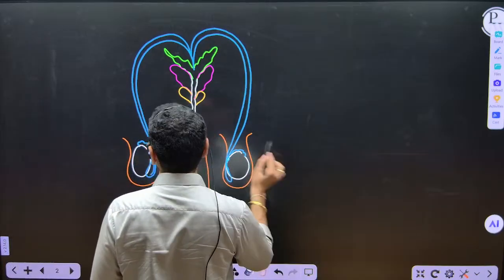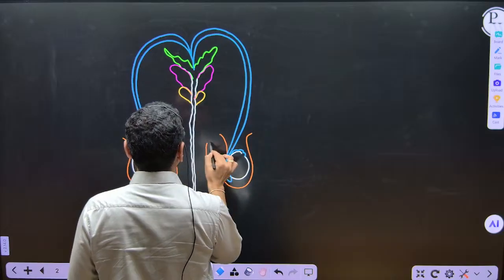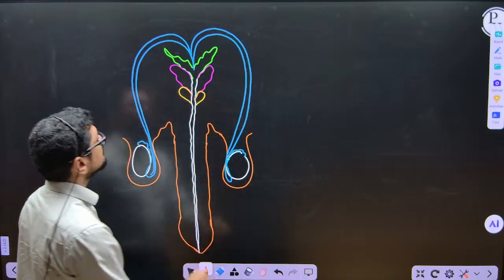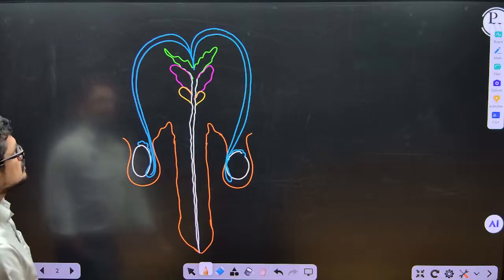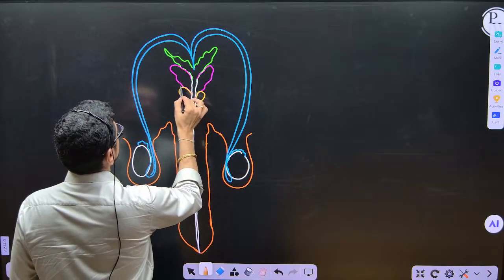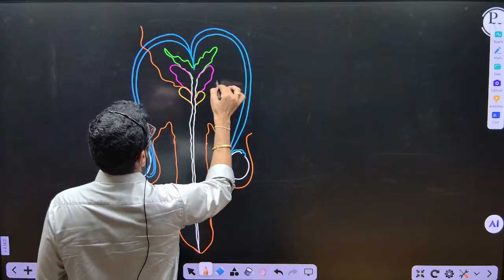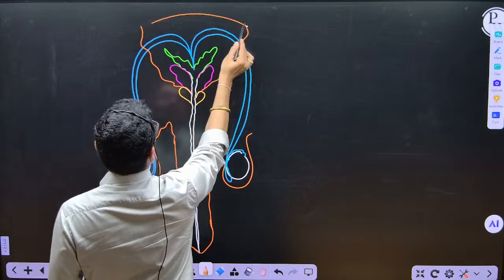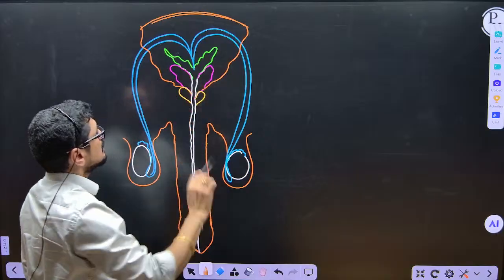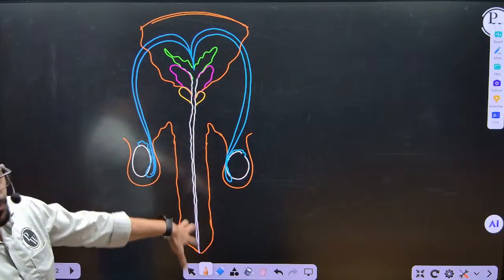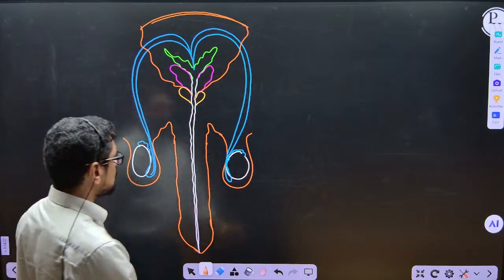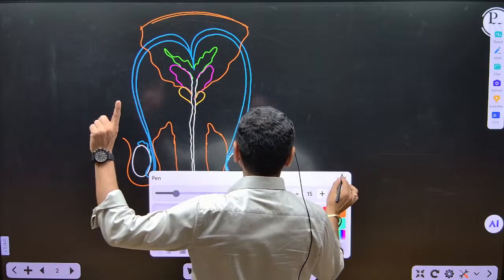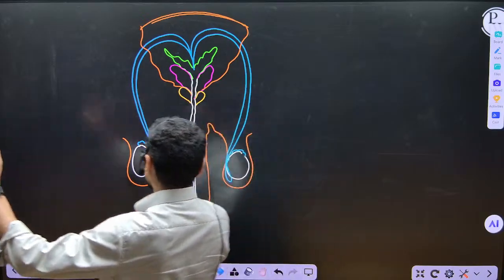That's the reason why I am trying to represent this diagram. So this is an area. Imagine here comes the urinary bladder, and this part is not required for me now. See, this is the ventral view. In this ventral view, just remember these parts.